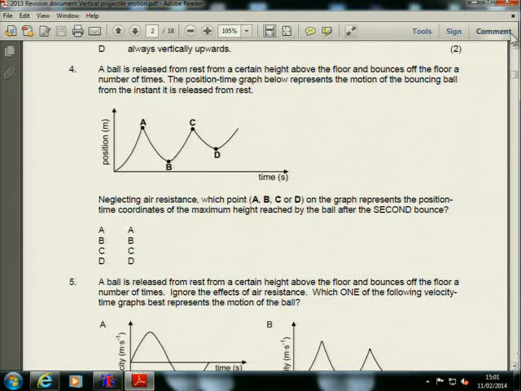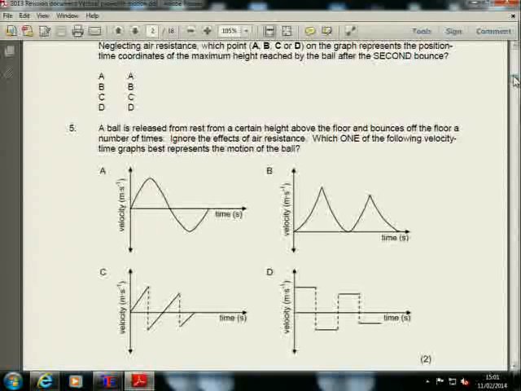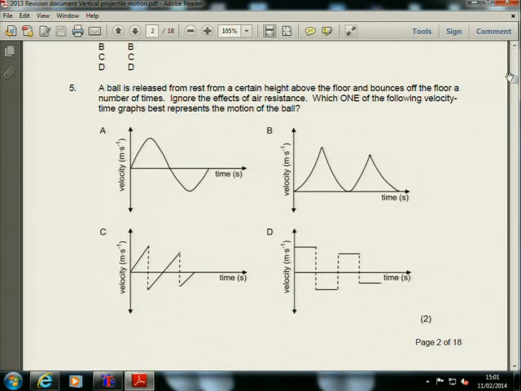Okay. Right. Question number 5. Ooh, these are funny graphs. Right. A ball is released from rest. Okay, so immediately we know a little bit of the information. The initial velocity must be equal to 0. So that immediately throws out graph number D. You don't even have to look further because D is not released from rest. So you can immediately cross out D.